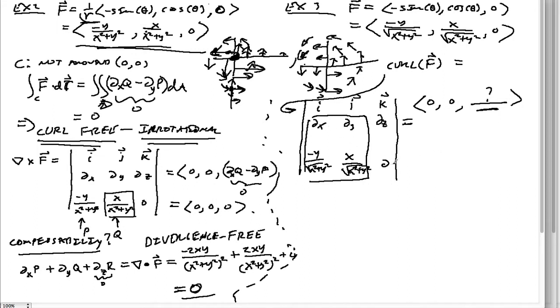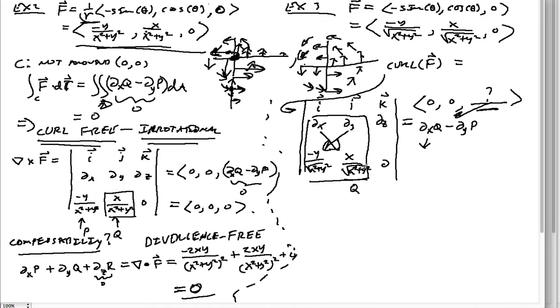So let's just focus then on this matrix minor to compute this final one here. We have to take the partial with respect to x of q, and the partial with respect to y of p. So that's what we're going to compute there.